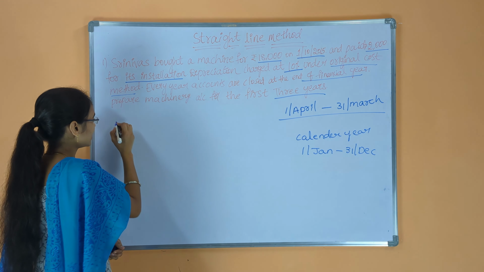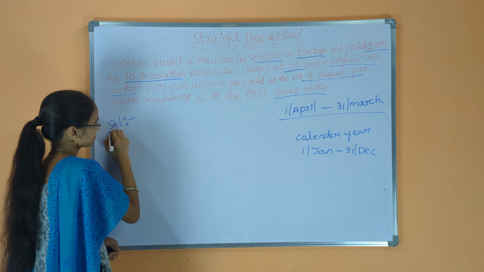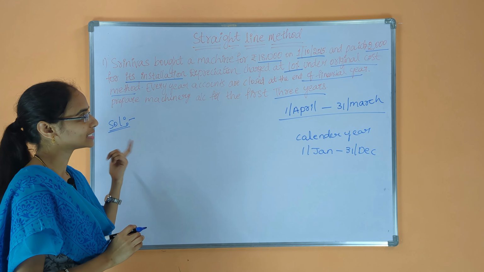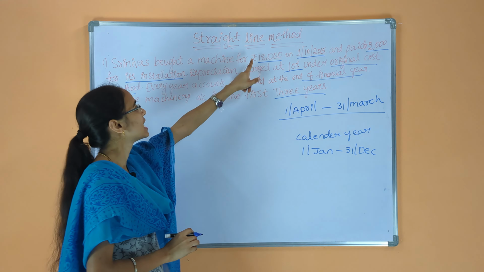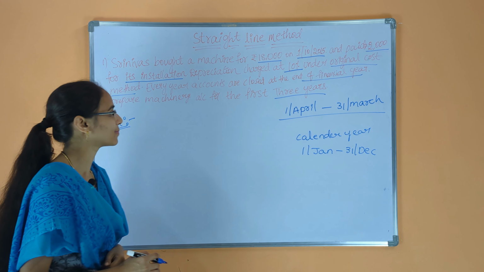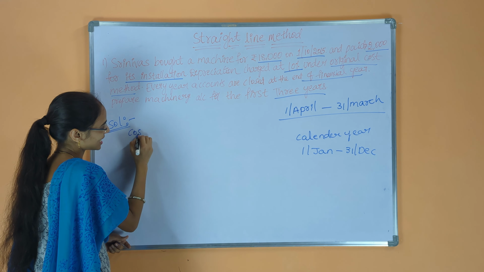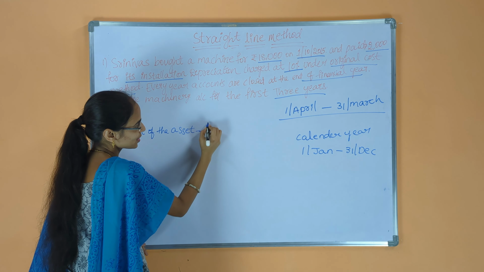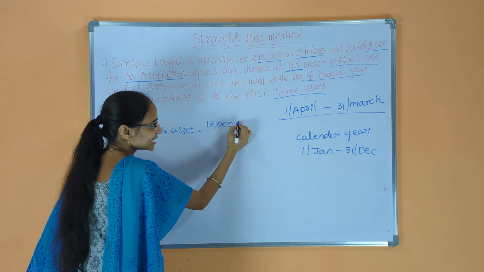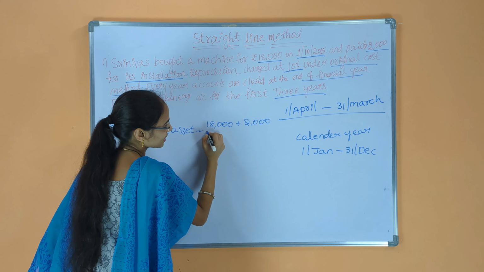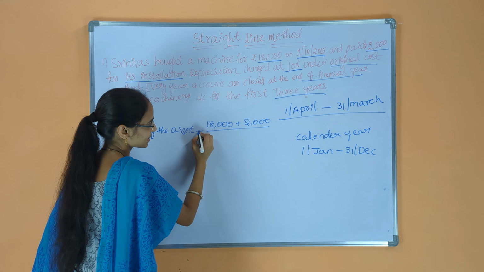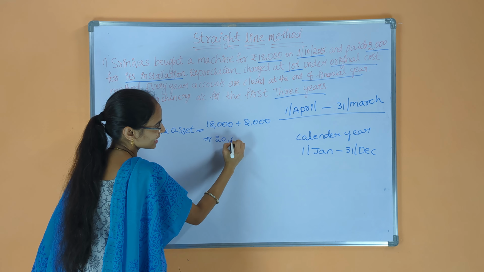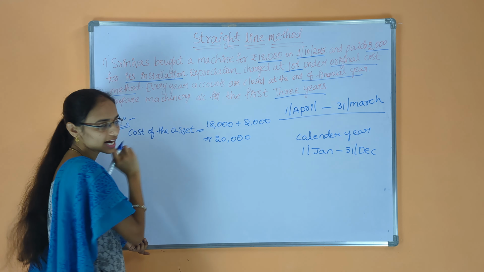Now see the solution. First, what do we find? First we find the cost of the asset, because in this problem they have given two amounts. One is the amount bought, next is the installation amount. So first, the cost of the asset. Cost of the asset is equal to 18,000. We add the installation amount also, because this goes into the machine's purpose. 18,000 plus 2,000 is equal to 20,000. This is the cost of the asset.